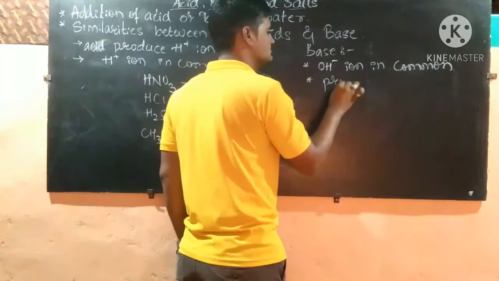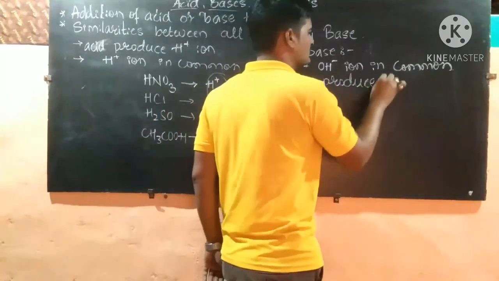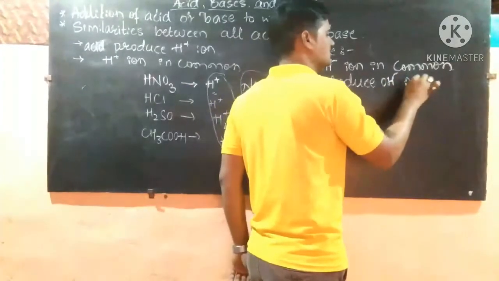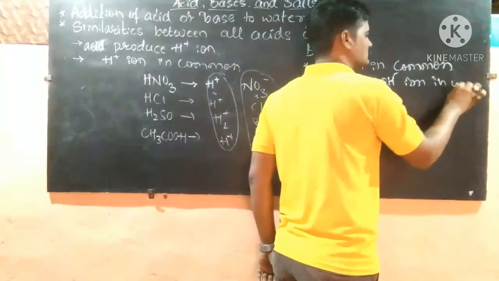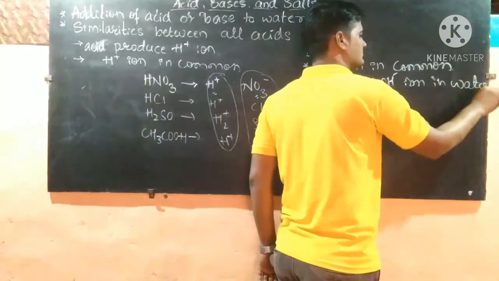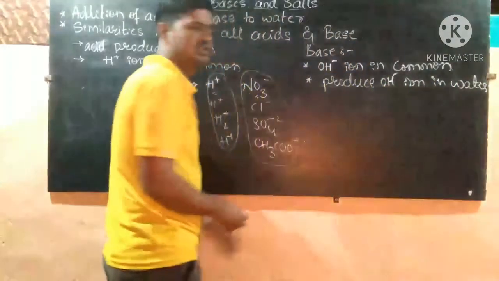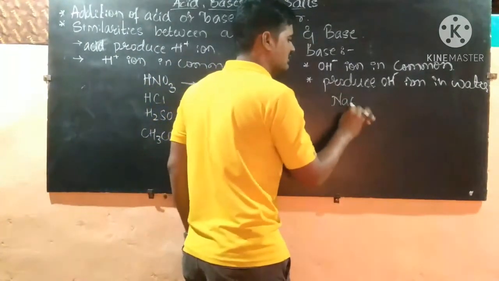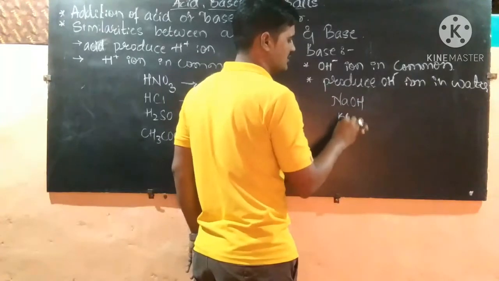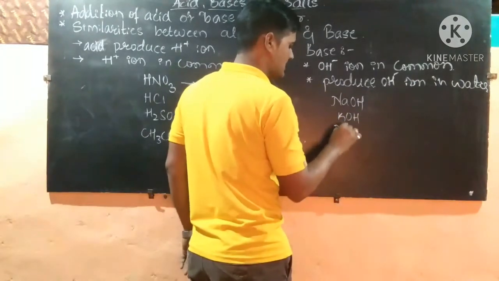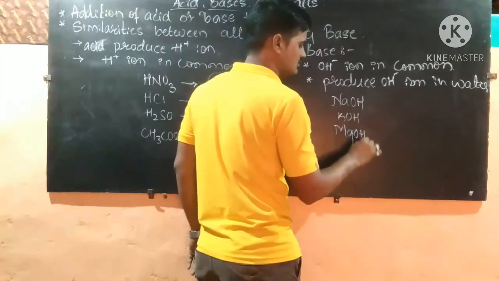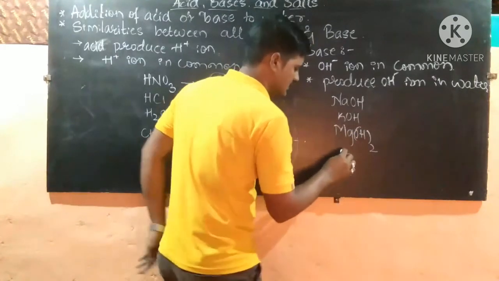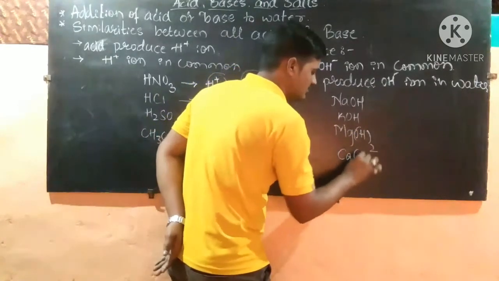And produce OH minus ion in water. So let's take some examples of the base, that is sodium hydroxide we can take, potassium hydroxide, magnesium hydroxide, and calcium hydroxide.